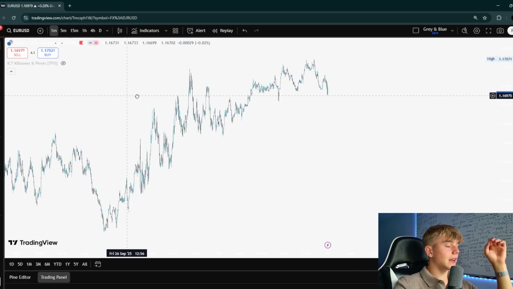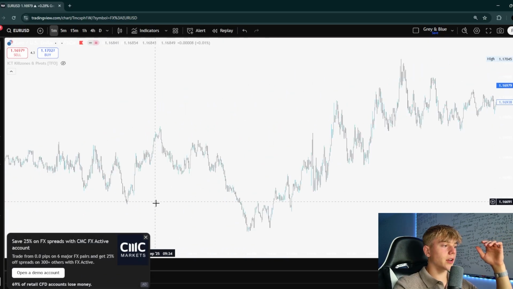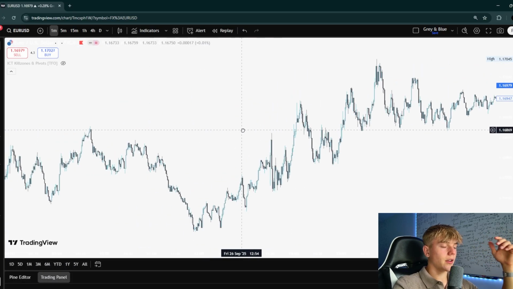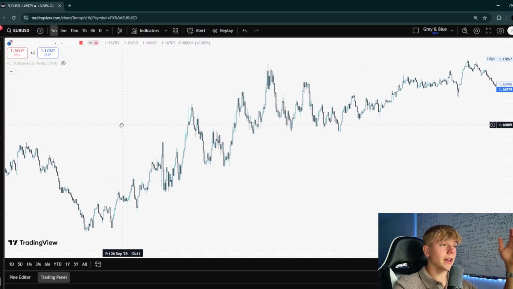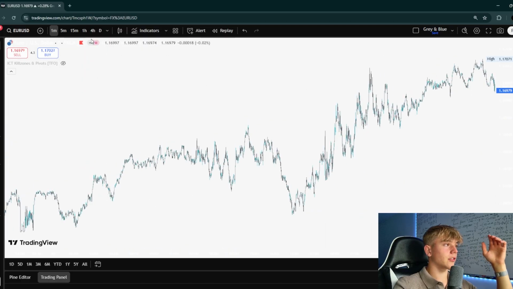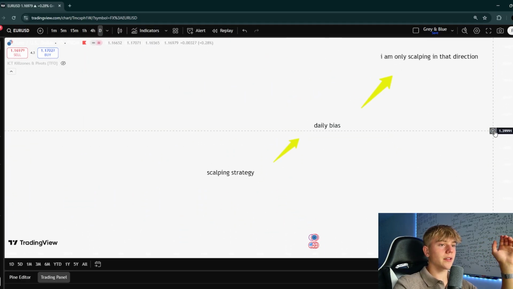But it really allows me to think, okay, although it's giving me sell setups, where do I think price is going to go over the next 4 or 5 hours? Well, on the daily and the higher time frames, price is showing me it's going to go up over the next 4 or 5 hours. So I should only really be trading for bullish positions on the lower time frames. That is why the daily bias is so important.